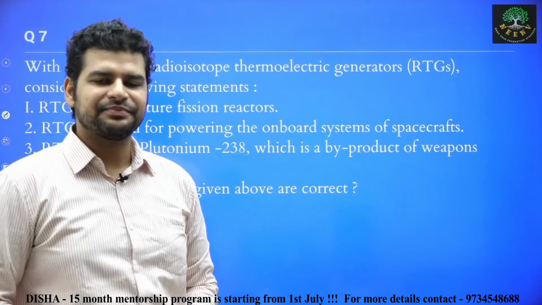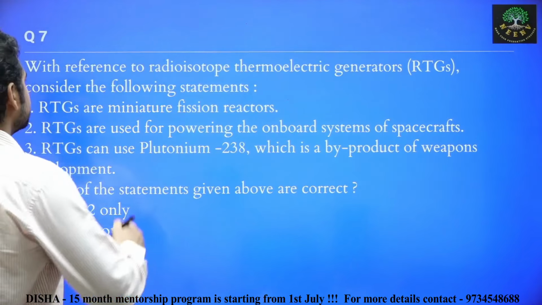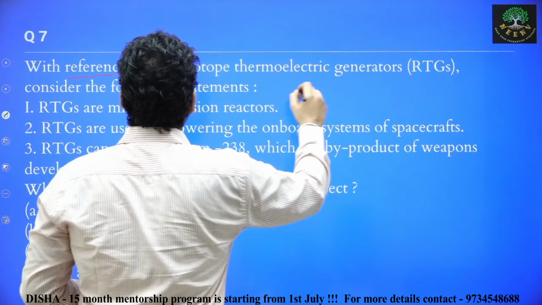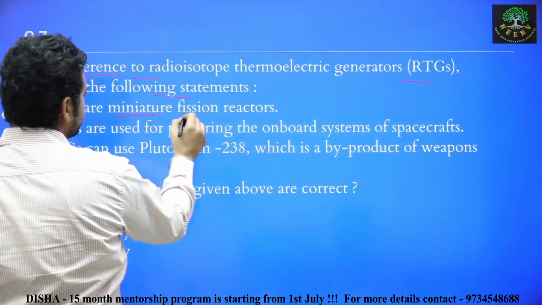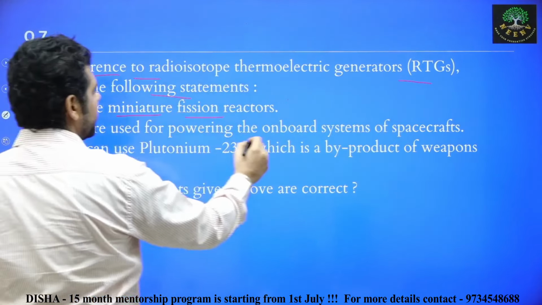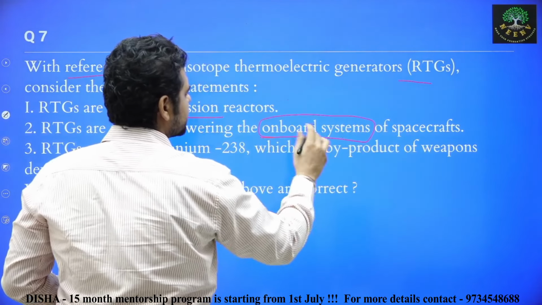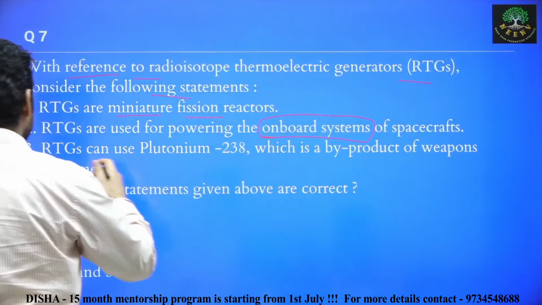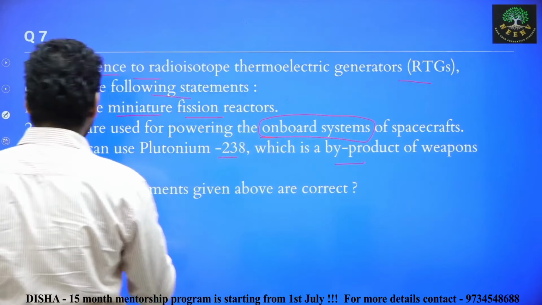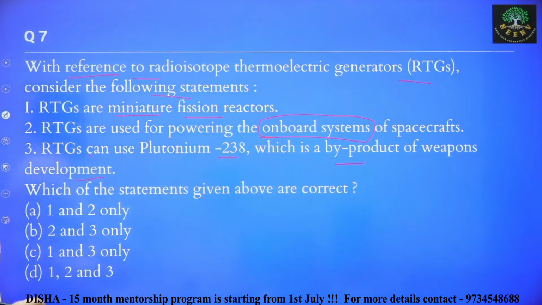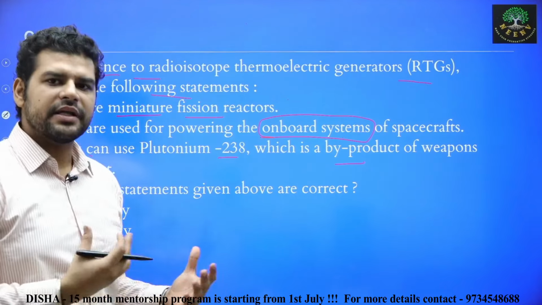The seventh question. The seventh question is about radioisotope thermoelectric generators. The question says, with reference to RTGs, consider the following statements. They are miniature fission reactors. They are used for powering the onboard systems of spacecrafts. Now you can ignore this term because it is just created to confuse you. RTGs can use plutonium-238, which is a byproduct of weapons development. Correct? So this question is about RTGs. Before trying to see the answer, let us understand what are RTGs.